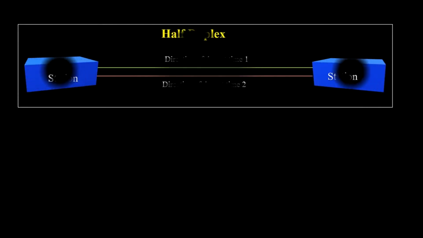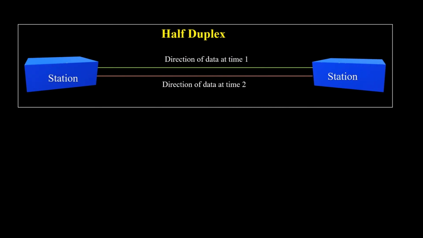In half duplex mode, both stations can transmit and receive, but not at the same time. When a device is sending, the other can only receive, and vice versa. This mode is used in cases where there is no need for data transfer in both directions at the same time. The entire channel capacity can be used only for one direction at a time.